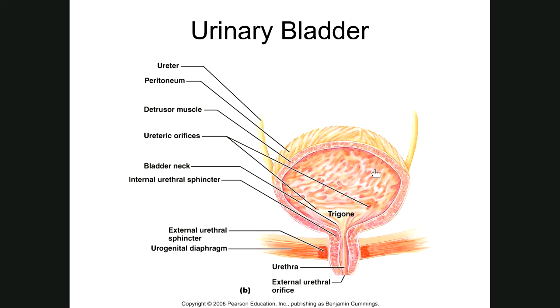Now another blank, the ureters, U-R-E-T-E-R-S, deliver urine from the kidneys to the urinary bladder. Here's one on the right and one on the left side. They're approximately 10 to 12 inches long, and you have a blank, peristalsis. Peristalsis. That's wave-like muscular contractions. We'll move it down the ureter toward the urinary bladder.